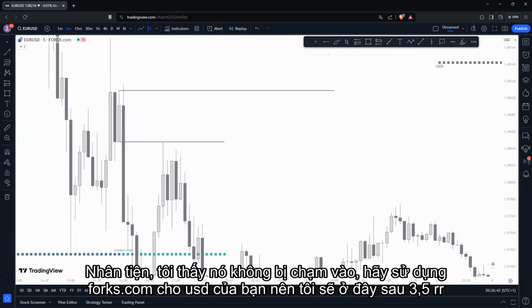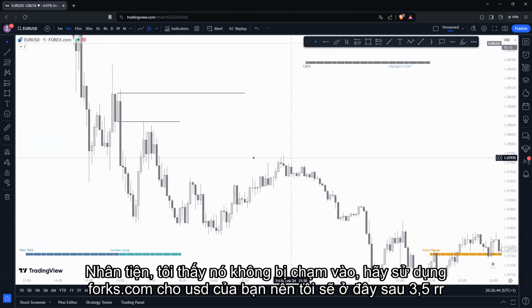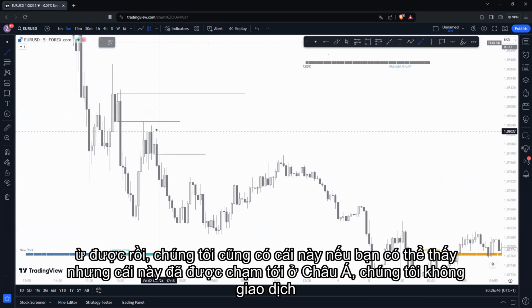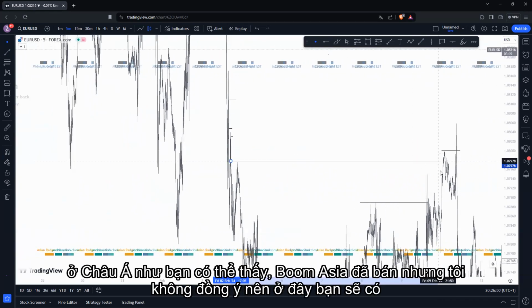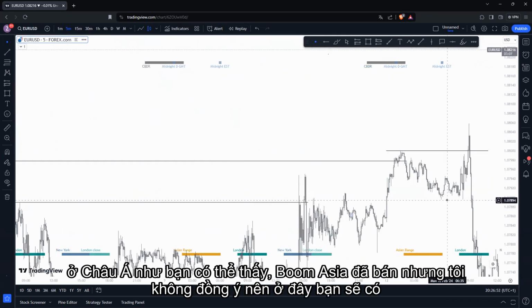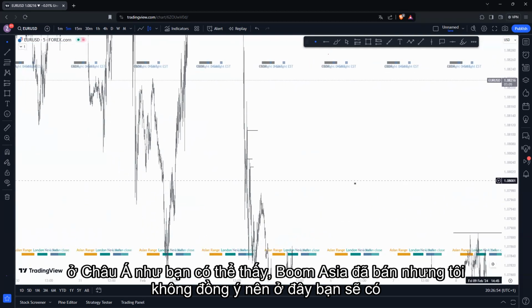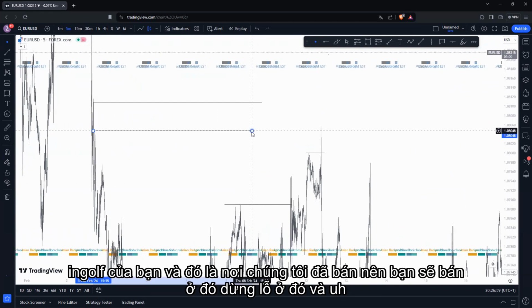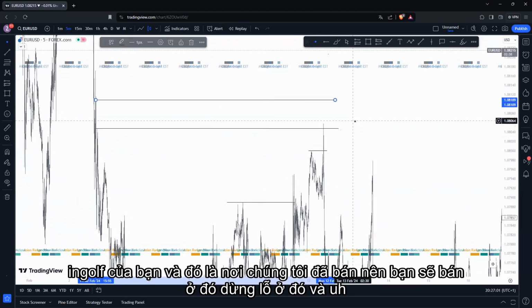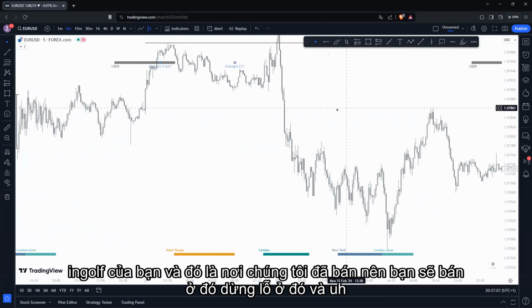So here, BE after 3.5 RR. Okay, we had this one as well, if you can see, but this one got touched in Asia. We don't trade in Asia. As you can see, boom. Asia gave a sell, but I don't take it. So here you're gonna have your engulf, and that is where we sold from. So you're gonna sell there, stop loss there.